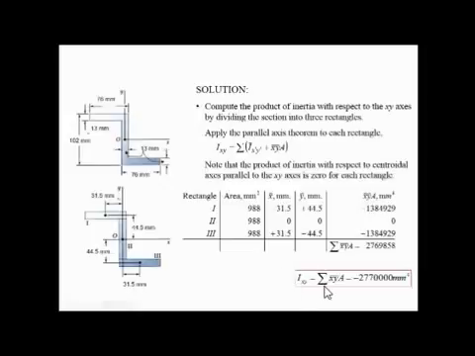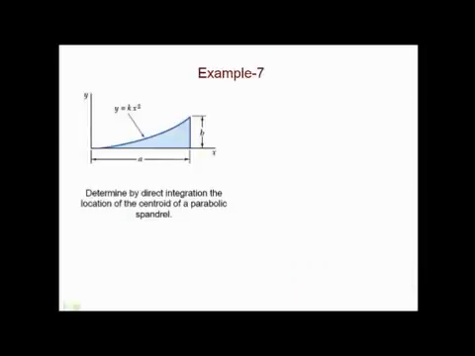Then the value for Ixy will be the summation of x bar, y bar and A. So we have got the value for the product of inertia with respect to the xy axis. So these are some simple numericals regarding how to solve the product of inertia. Now we come to the next example.